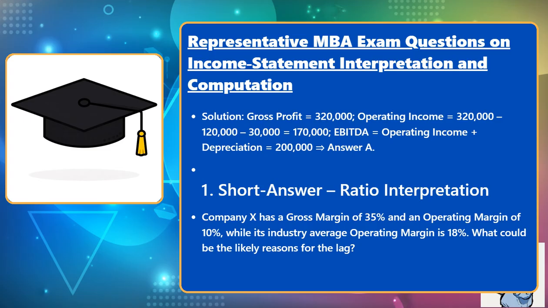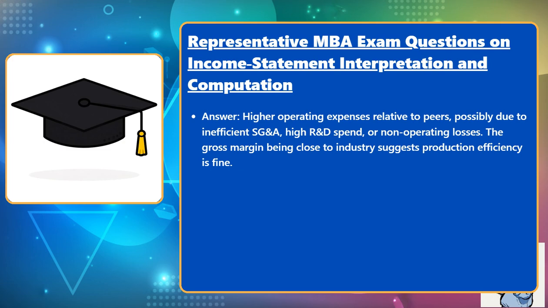2. Short answer, ratio interpretation. Company X has a gross margin of 35% and an operating margin of 10%, while its industry average operating margin is 18%. What could be the likely reasons for the lag? Answer: higher operating expenses relative to peers, possibly due to inefficient selling, general and administrative expenses, high research and development spend, or non-operating losses. The gross margin being close to industry suggests production efficiency is fine.